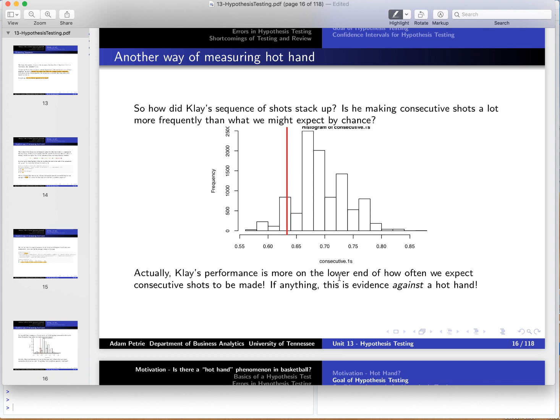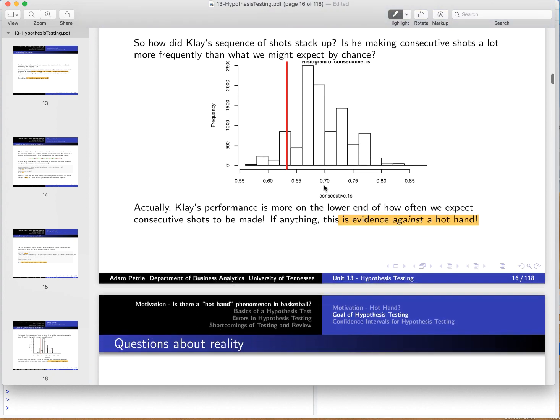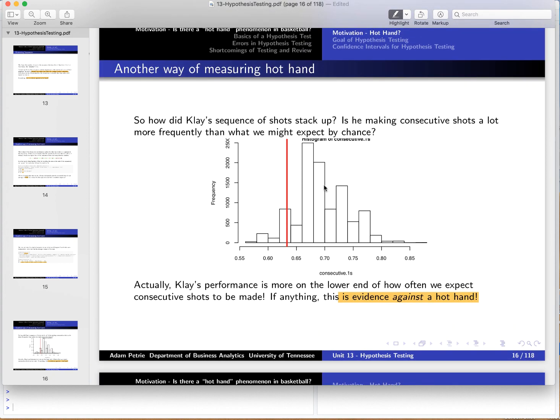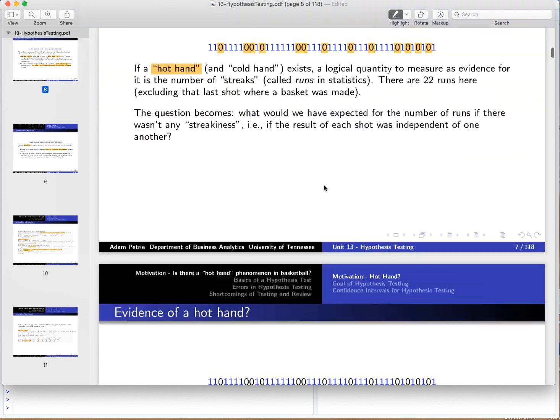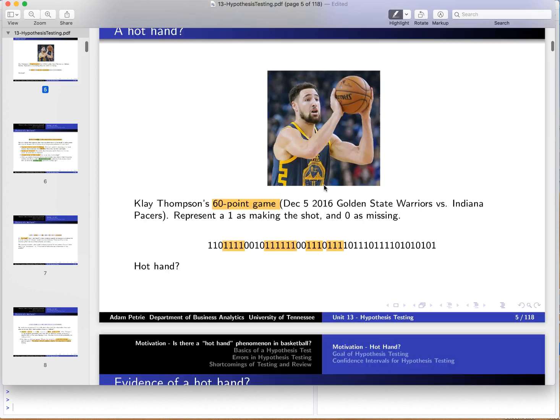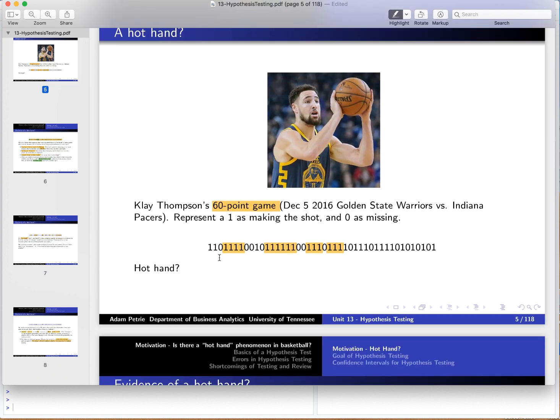If anything, it's evidence against a hot hand, because we're getting fewer shots made next after a shot that was just made than what we would actually expect from random sequences. So if anything, this is evidence against a hot hand. And a lot of people find that quite surprising. If you ask the typical person on the street, hey, look at this sequence of shots that Clay made. Is this evidence of a hot hand?